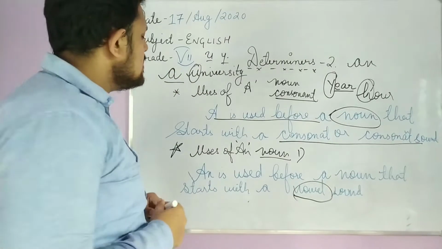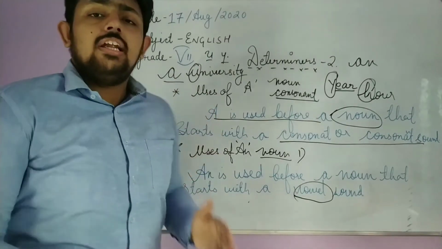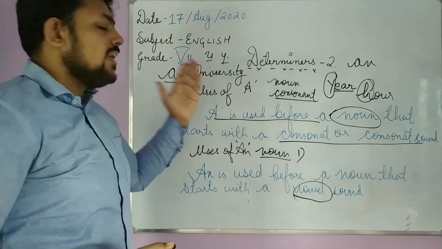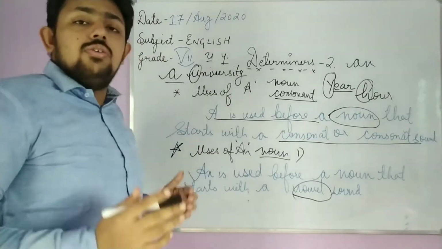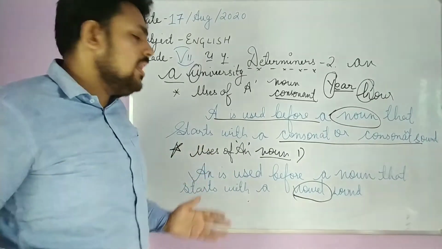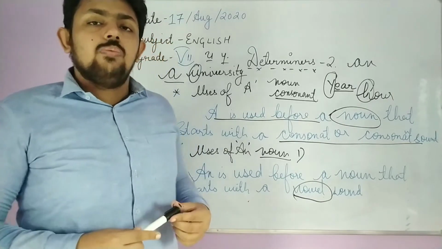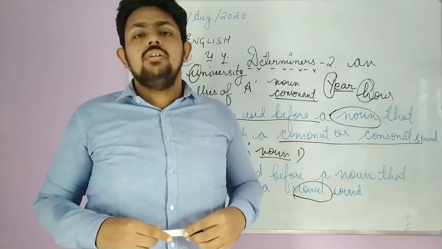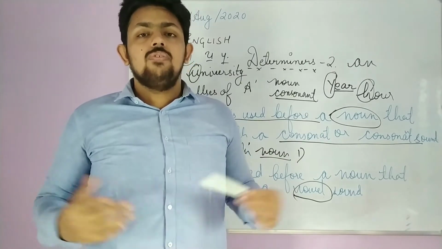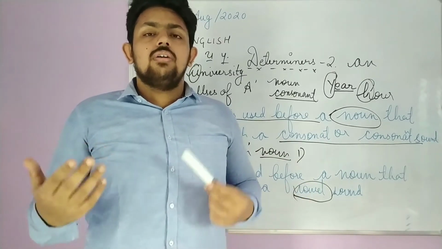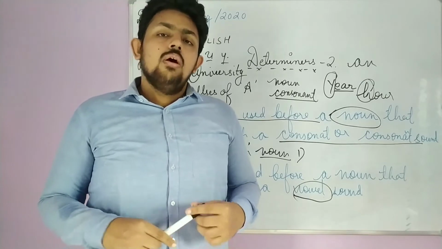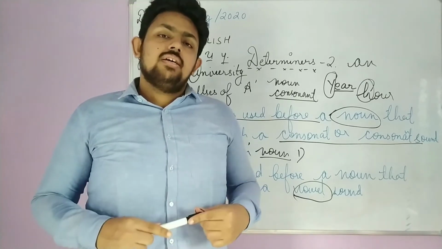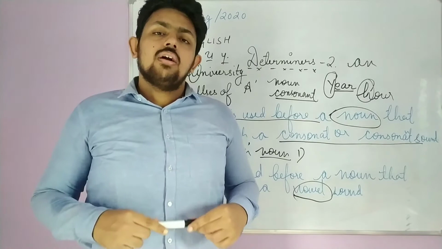Okay, so these are the uses of the indefinite articles, the uses of A and the uses of AN. So now we will move ahead with the definite article, that is "the." We will see the use of "the," where "the" is used, and then we will move ahead with the exercises. Then our chapter will be concluded.